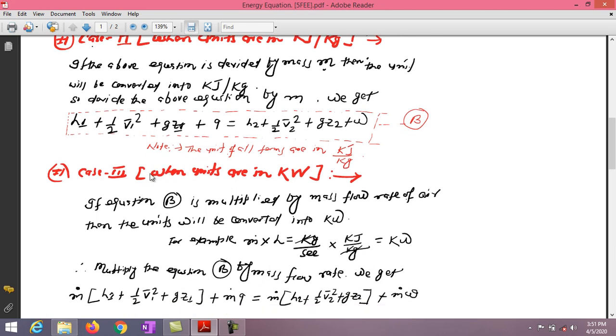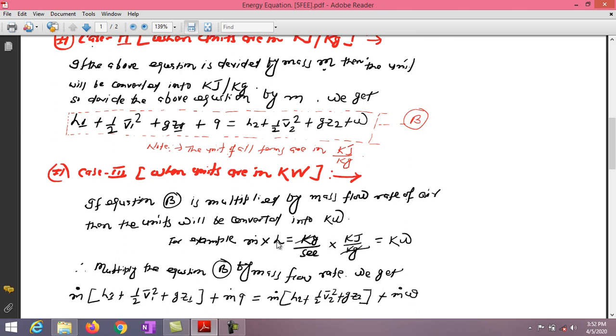This is the third form, when units are in kilowatt. In equation B, we know that the unit of all terms is kilojoule per kg. Now we have to convert this unit into kilowatt. What do you have to do? If you multiply these terms, which are in kilojoule per kg, by the mass flow rate of the air, that is m dot, then we will convert into kilowatt. For example, this is m dot into h.